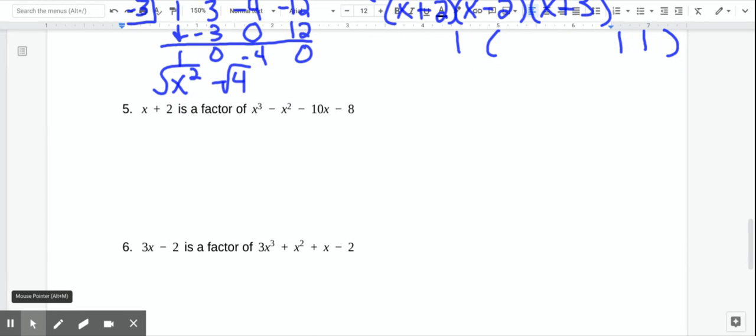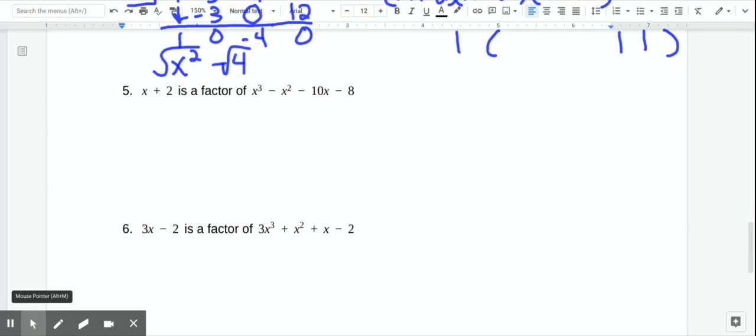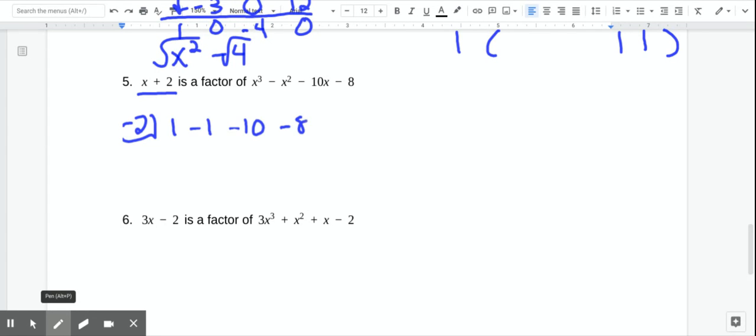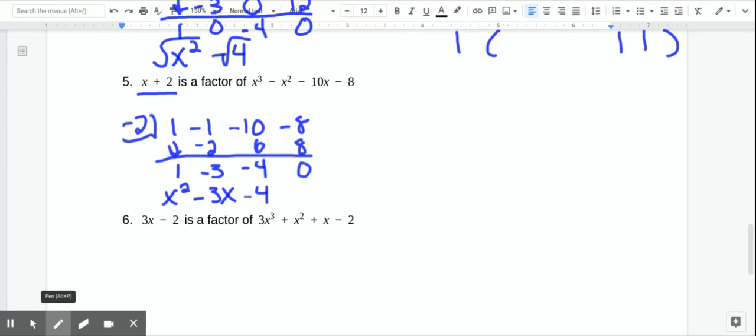All right, we want to find all of the factors of this next problem. So we want to start by dividing. I'm going to use synthetic division again, so the opposite of this thing goes in the box. Then my coefficients are 1, -1, -10, and -8. And we're going to multiply and add, multiply and add, multiply and add. We started with an x cubed, so our depressed polynomial is x squared minus 3x minus 4.